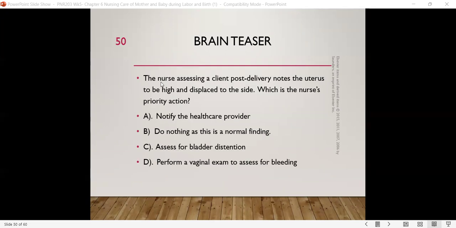How about another brain teaser? The nurse is assessing a client post-delivery, and she finds the uterus to be high and displaced to the side. Which is the nurse's priority action? Okay, so it's high, the uterus is above that umbilicus, and it's over to the side. I know my anatomy and know that the bladder lays right underneath that uterus. So what do I have to do? I have to assess for bladder distention. Okay.